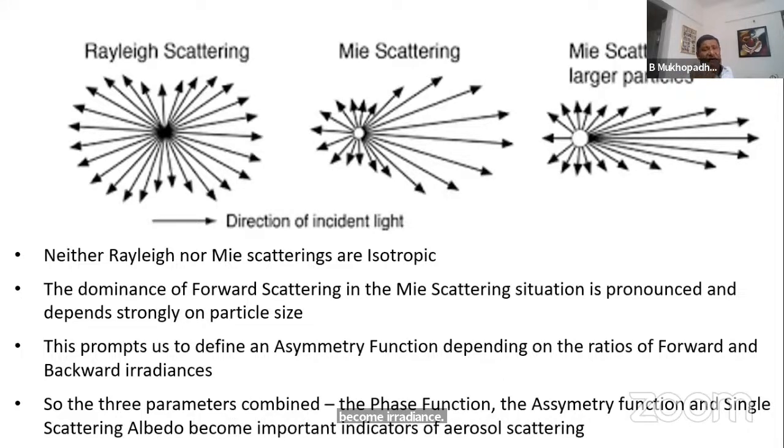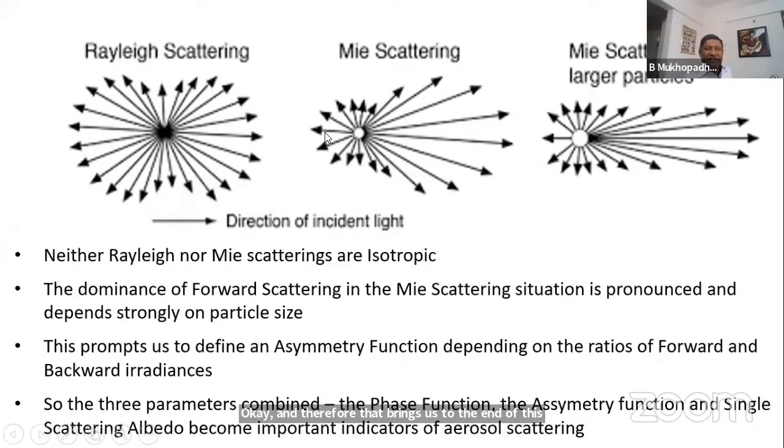So the three parameters combined. What are the three parameters? Phase function. What is the phase function? This, the angular dependence. What is the asymmetry function? Take a half plane. What is happening on the right hand side and what is happening on the left hand side? And the single scattering albedo: how much is being absorbed and how much is being scattered. These are the three main properties of the aerosol that the modeler should know to find out the energy budget. And that brings us to the end of this lecture, where we have made so many simplifications.